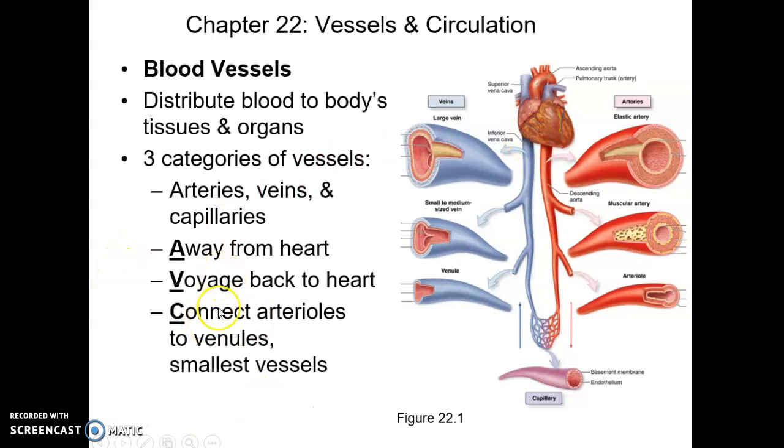And then capillaries connect arterioles to venules, and they are the smallest blood vessels. So arteries get smaller and smaller, and they become arterioles, and arterioles branch into the capillaries in the capillary bed, and then the capillaries merge into small venules, and then they merge and become veins on the way back to the heart.